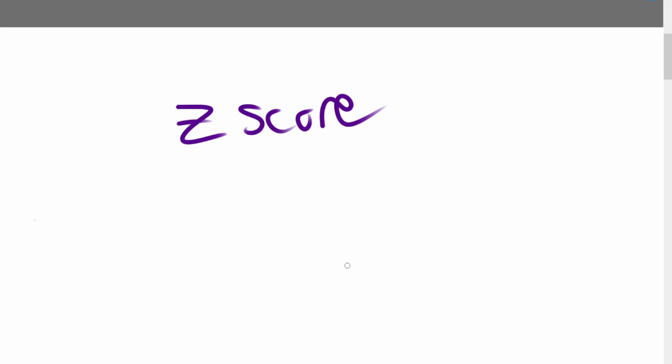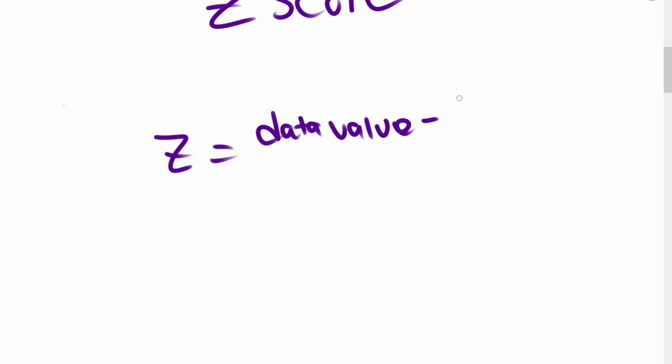And the formula, for a quick version, the formula for finding a z-score is z is equal to our data value minus our mean divided by our standard deviation.